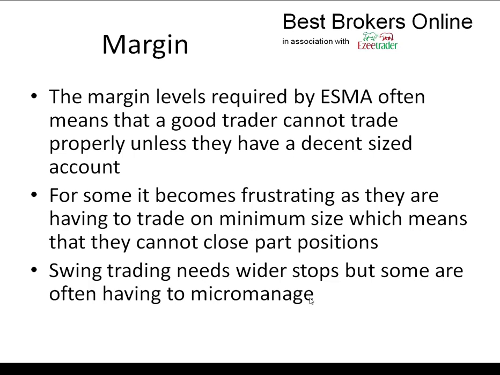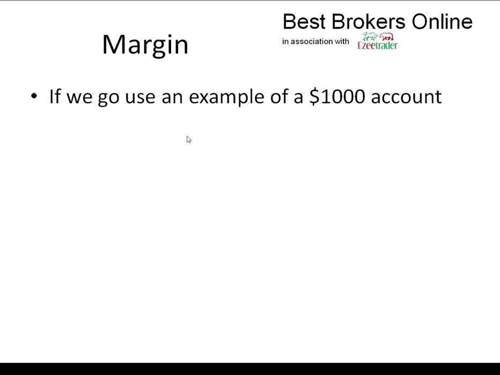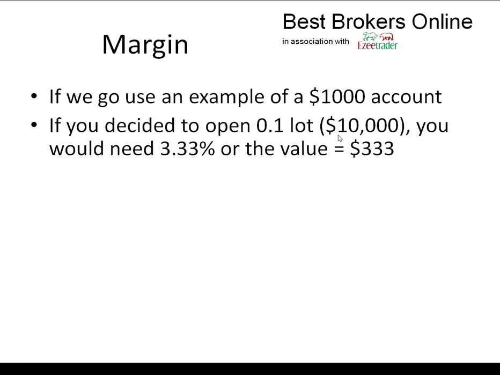As I said here, you often end up micromanaging. You use a smaller stop, or you end up moving the stop up, because the margin in your account is being used up on one or two of these trades. For example, you use a $1,000 account here. Let's say you decided to open 0.1 lots. It's got a really modest stop on it, and you've worked out it's fine. It can fit in there. You'd need $330 to open that position.